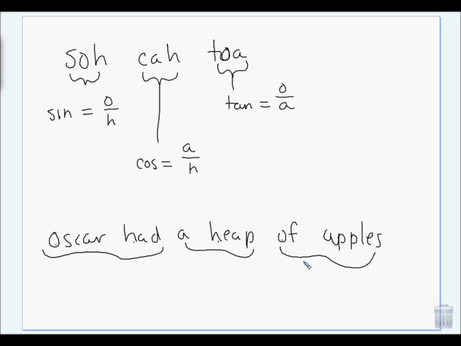cosine, tangent. This is nicer because this is sine is opposite over hypotenuse. Cosine is adjacent over hypotenuse. Tangent is opposite over adjacent. SOH CAH TOA. Yeah, like soak your toe, SOH CAH TOA. I don't know. Just a way to try to remember it.